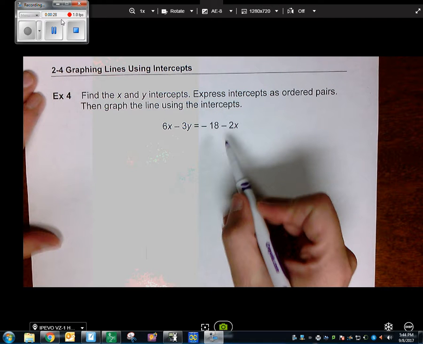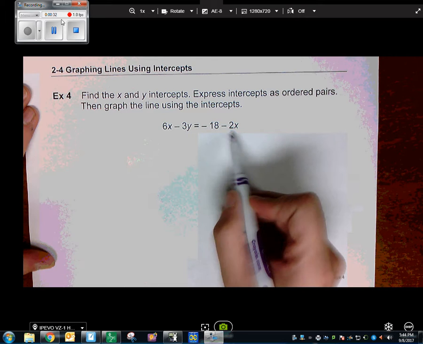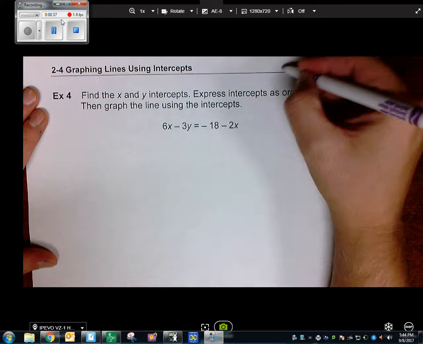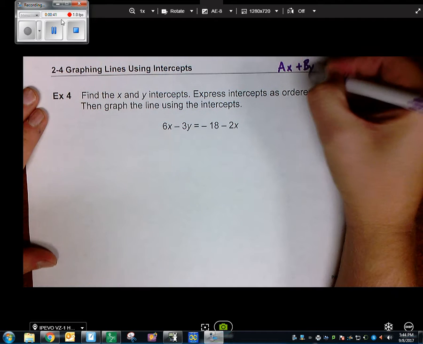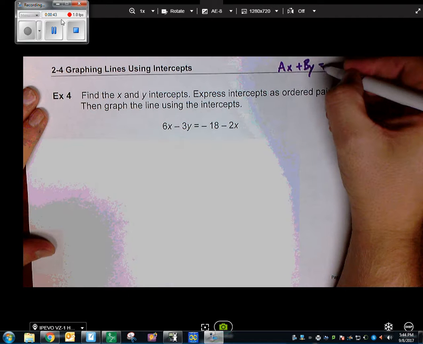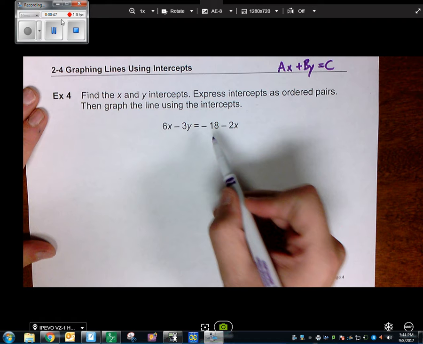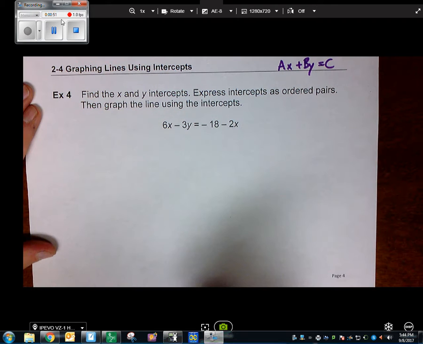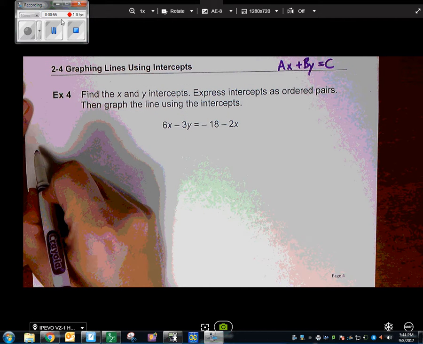If the minus 2x really bothers you there on the right, you could add it to both sides, so you have it in what's called standard form. The equation of your line would be in standard form. And standard form just means you have the letters on one side and just a number on the other side, a constant. And a constant just means it's a number without a letter, basically. All right. Now, if we're going to plot by intercepts, we need to find the intercepts first.